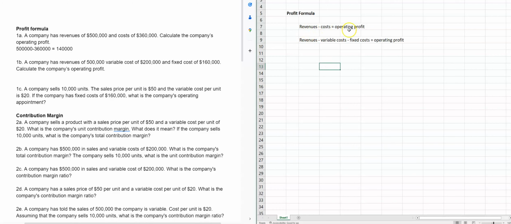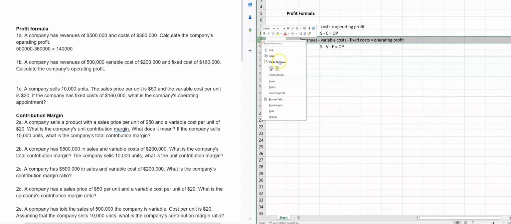Once you start getting a lot more comfortable with these formulas, you can see that you can shorten them. Total revenues, usually we call these sales. So I'm going to say sales minus costs equals operating profit. Same kind of idea here. Once you get more comfortable with the different things that we are learning in this class, you'll see that you can shorten a lot of these in ways that almost trigger your photographic memory a little bit more. So sales minus variable cost minus fixed cost equals operating profit.